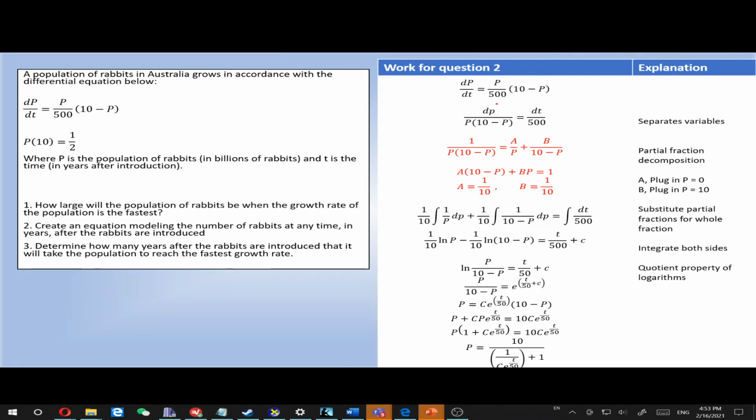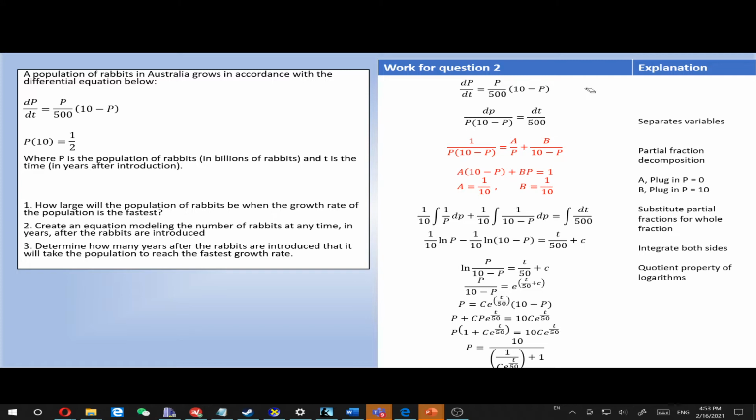So for partial fraction decomposition, as a quick refresher, right now I've got 1 over P times 10 minus P on the left side. If I wanted to break this apart into two separate fractions where I had some constant over P plus some constant over 10 minus P, then I could add those two parts together in order to get my total 1 over P times 10 minus P. So that means there is some constant A and some constant B that we could solve for.